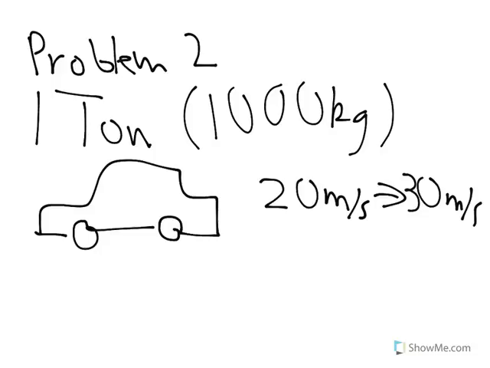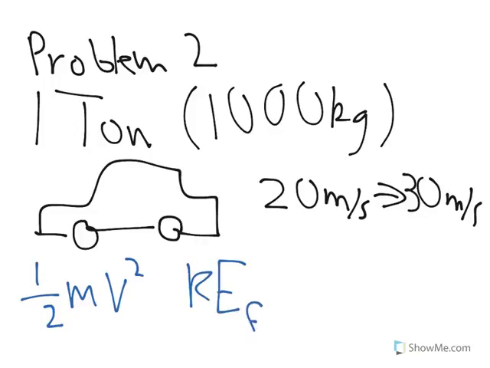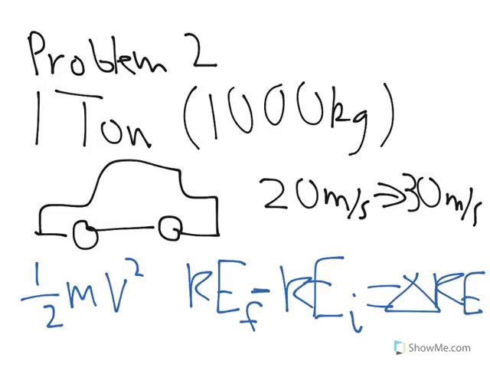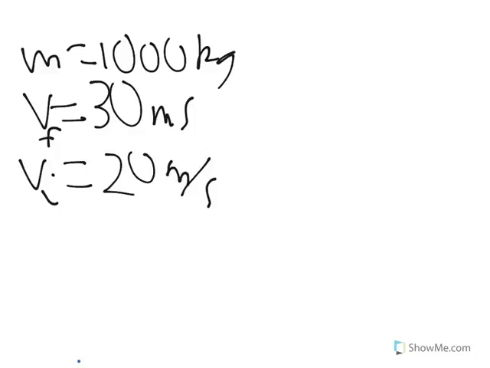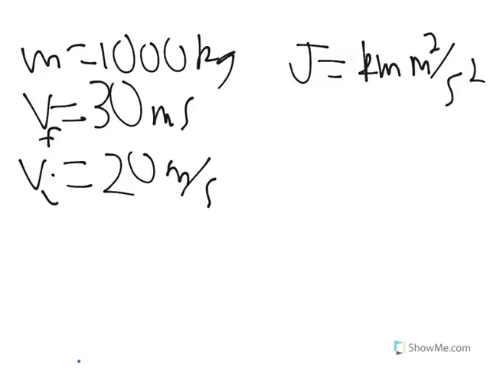So let's start by looking at our general equation. As we wrote earlier, it's 1/2 mv squared. So we want to figure out what's the final kinetic energy, what's the initial kinetic energy, and then subtract the two of them, which will give us the change in kinetic energy. So let's write this out. We know mass is 1,000 kilograms. Velocity is 30 meters per second for final velocity, and initial velocity is 20 meters per second. And we know that joules, our energy unit of choice, is kilograms meters squared per second squared. So you don't have to do any unit conversions here.